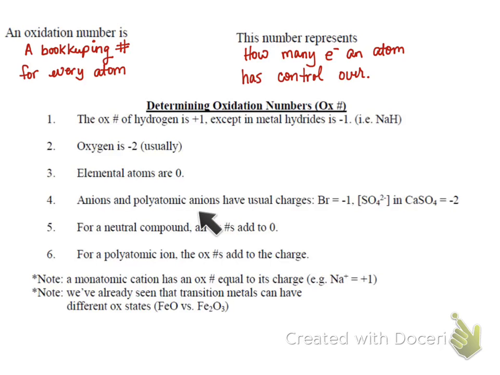Anions and polyatomic anions have the same charges that they always did. So bromine is -1 if it's with a metal and it's an anion. Sulfate anion is still a -2 as a group. Neutral compounds all add up to 0. If it has a charge and it's an ion, it's going to add up to the charge that it has. All the numbers have to add up to the charge. By monoatomic cation, we mean the metal with a charge, like sodium is always going to be a +1, magnesium is always going to be a +2, etc. And we've already seen that transition metals can change their charges, and so can change their oxidation states, depending on what they're with.